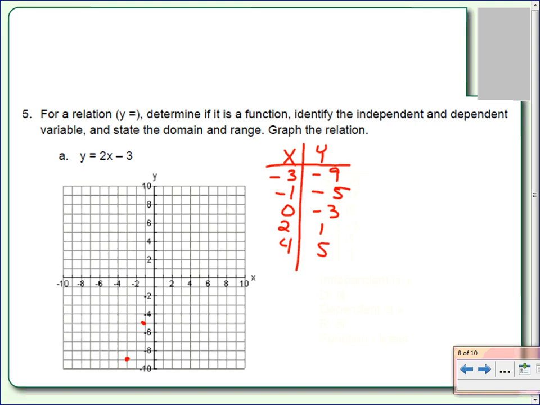Then I have the ordered pair 0, -3. That's this one right here. Then I have the ordered pair 2, 1. And then I also have the ordered pair 4, 5. 4, 5 right here. So these are the points that we end up with when we plug in those specific x values.